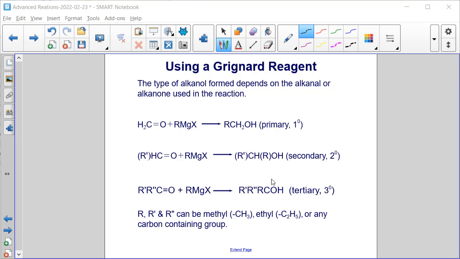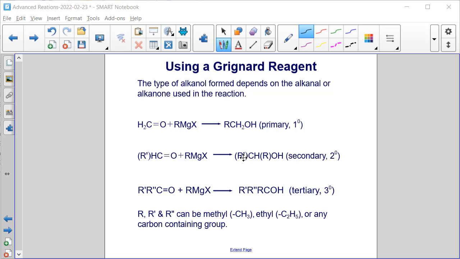A secondary alkanol forms when, let's take a look here, we have C double bond O, but then it's also bonded to 1 H and then some R group, R prime, methyl, ethyl, any carbon containing group. So see how we've just reduced the number of hydrogens here because we have a chain of carbons also attached. When we do that, we get a secondary alkanol where we have carbon still only bonded to 1 hydrogen. This original alkyl group that was on the original reactant, the alkyl group from the Grignard reagent is also bonded to this carbon.